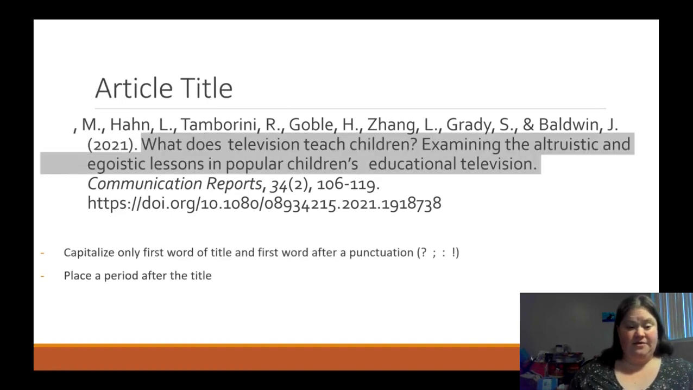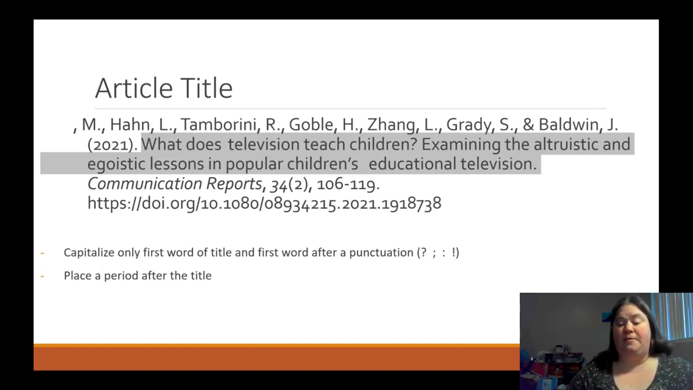The next piece that you need is the article title. So in this case, it is, what does television teach children, examining the altruistic and egoistic lessons in popular children's educational television. I chose this one. I guess it's a long title, and most of the titles you are going to come across are probably going to be very long. But what you need here to remember is that if you look at this, most of the words are not capitalized. The first word is capitalized, what, then there is a punctuation.